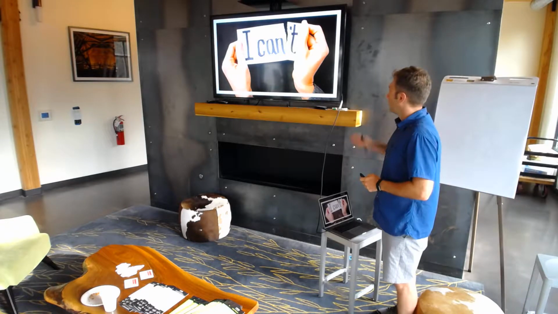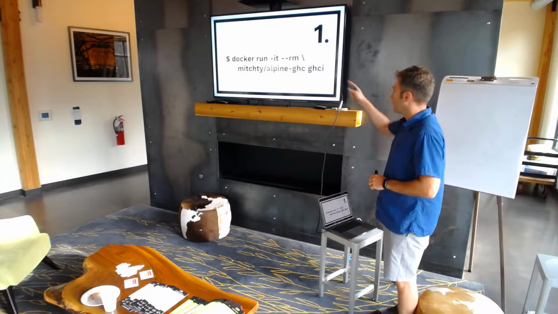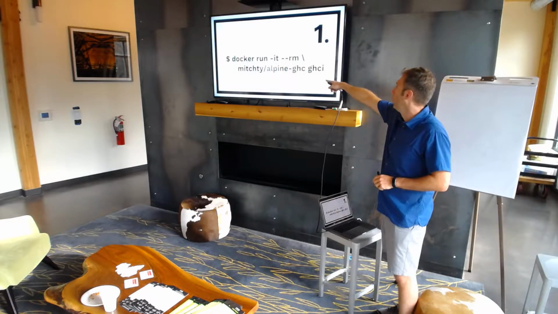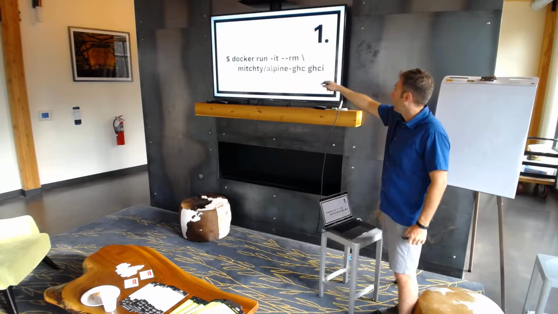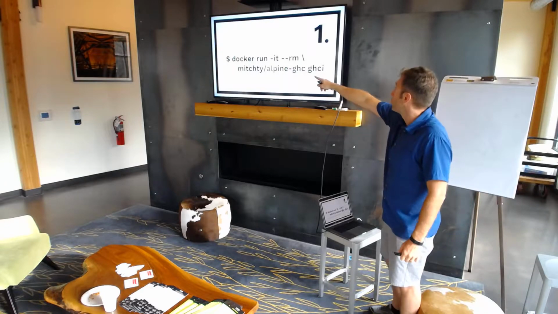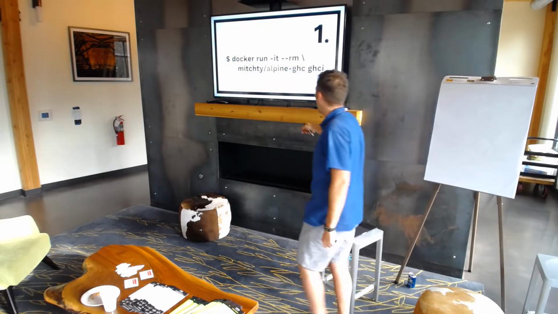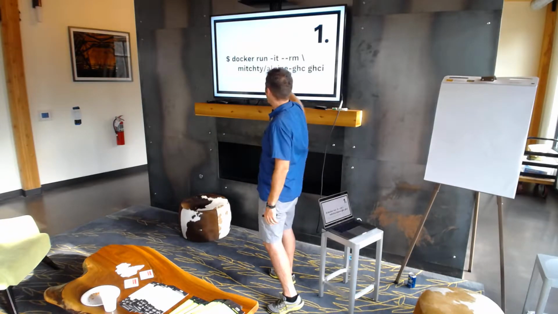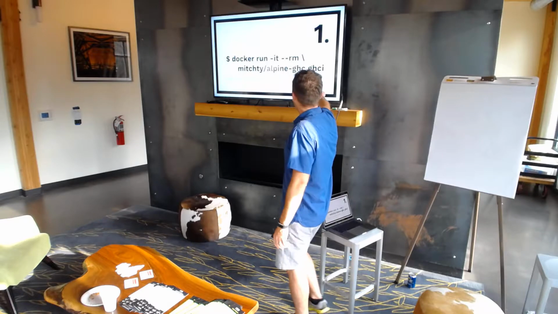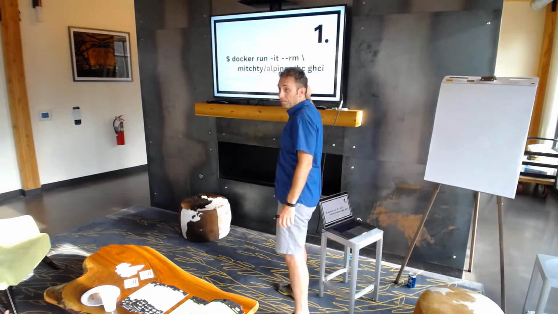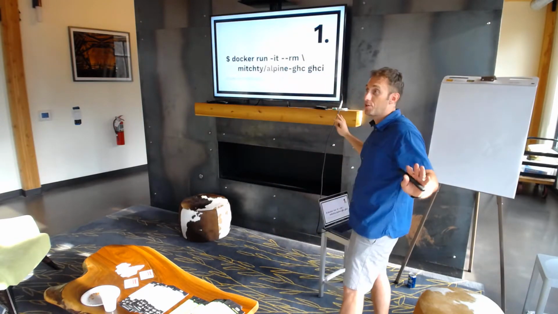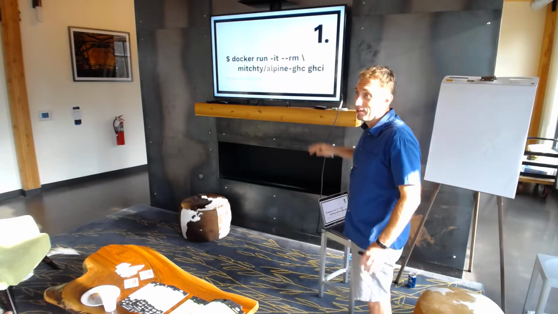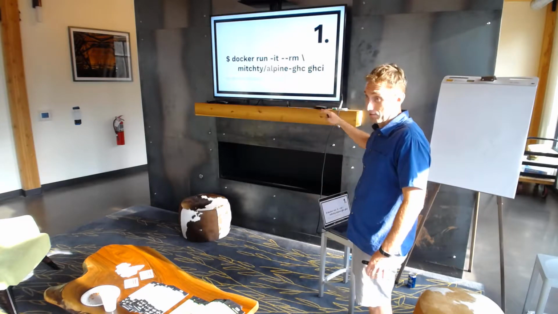So the first thing I would like to talk about is this command. After you pull that Docker image, you can just run that. I don't know if you're familiar with Docker. You basically start a shell, you delete the container as soon as you exit, and then you basically run ghci. Okay, so no more excuses. Now, with just that command, you can run the latest version of Haskell, okay?